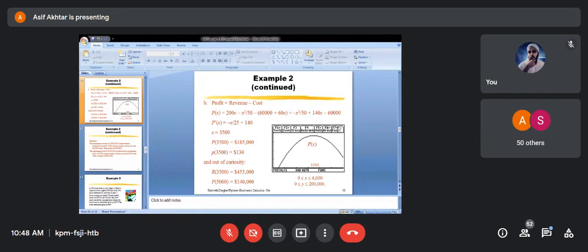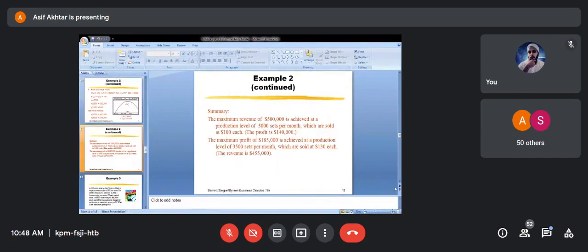If you want full marks, you have to write the interpretation at last. If you see the paragraph which I mentioned here, the last paragraph, this one. So always remember that after your numerical calculation, the interpretation in language is very important. As it is written here, the maximum revenue of 5 lakh is achieved at a production level of 5,000 sets per month, which are sold at the price of 100 each. So in simple language, you have to write down the meaning: that x came this much, so revenue was this, so profit was this. This interpretation part is necessary and that would be the concluding line of your solution.